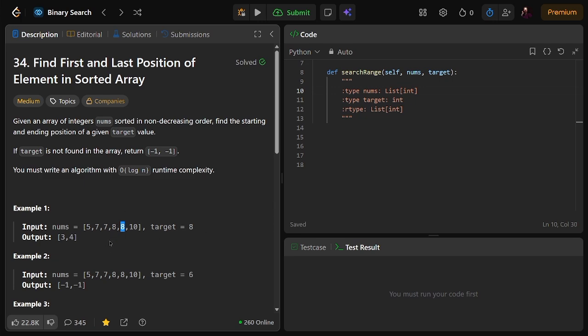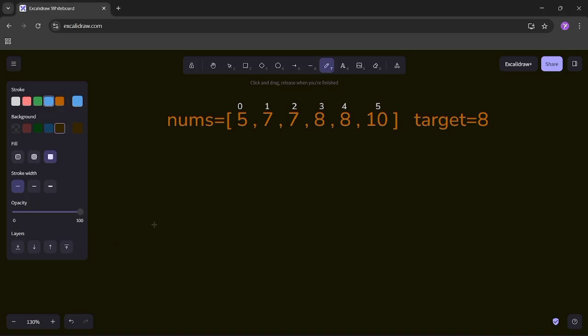So the brute force solution that comes to mind is to go through with a linear search. First of all, I'm going to explain the brute force solution, which solves this problem by linear search. We're going to take two variables, the first is going to be first and then we have last, and initially I'm going to set both of them to -1.